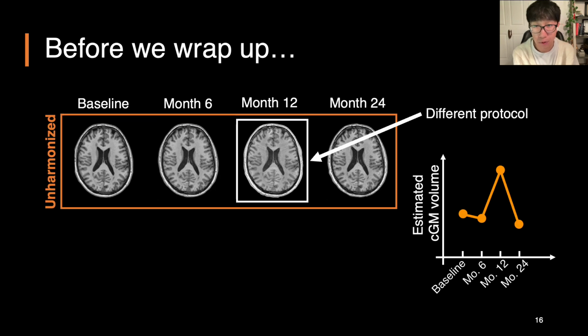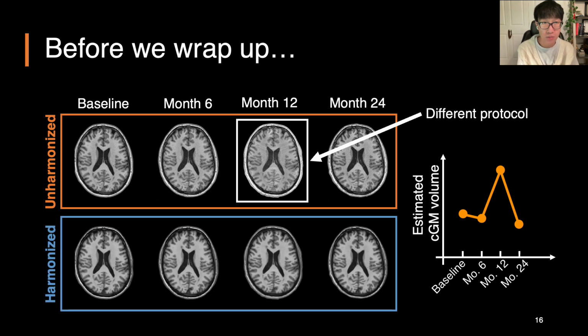So before we wrap up, I do want to come back to this opening example. We have already seen that this inconsistent acquisition in month 12 caused us a lot of trouble in longitudinal volumetric analysis. But with harmonization, we can harmonize those longitudinal images and generate harmonized images. And then we rerun this volumetric analysis. We now see a much more meaningful and much smoother longitudinal trend for this subject.